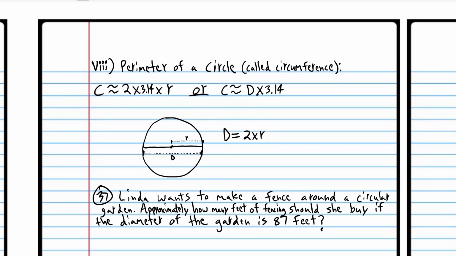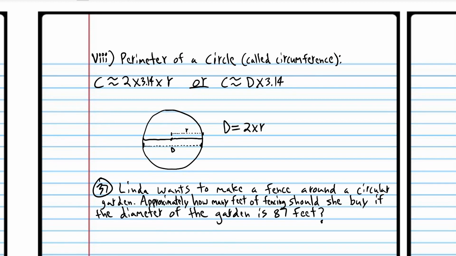So notice we have a circle, so we have to have the 3.14, that number called pi. That comes whenever you have anything relating to a circle. So the formula to find the perimeter around a circle, also called the circumference, and that's the word you're going to hear from now on. It's called circumference. The formula is 2 times 3.14 times the radius.